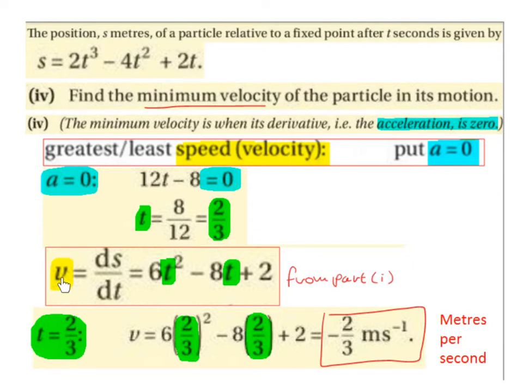So we know that the velocity is 6t squared minus 8t plus 2. We got that in part 1. So we swap each of those t's for 2 over 3. So when t is equal to 2 over 3, v, the velocity, is equal to 6 times 2 over 3 squared minus 8 times 2 over 3 plus 2, which is minus 2 over 3 meters per second. So the minimum velocity of the particle in its motion is minus 2 over 3 meters per second.